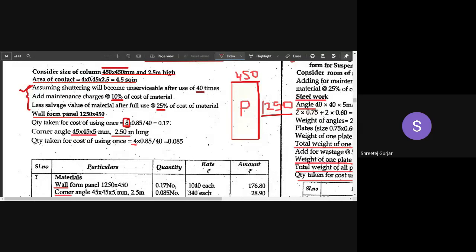How have we arrived at this 8? Can you tell me? The 8 number they have taken into account. Quantity taken for cost for using once. We know this is the constant, 0.85 by 40. You have to multiply by it for every other item.